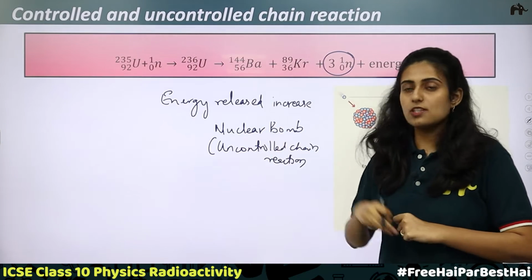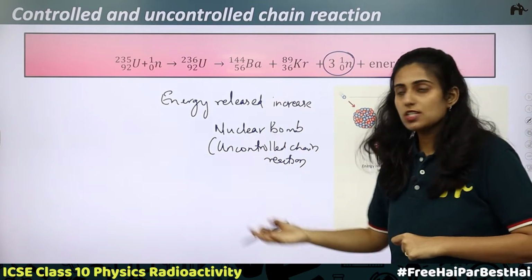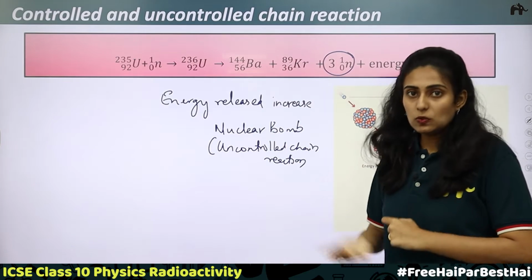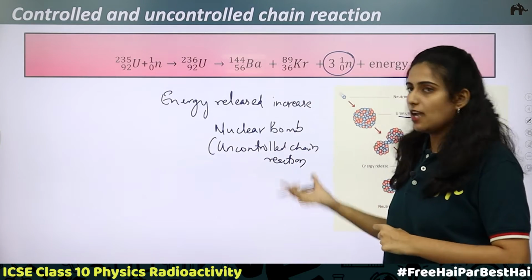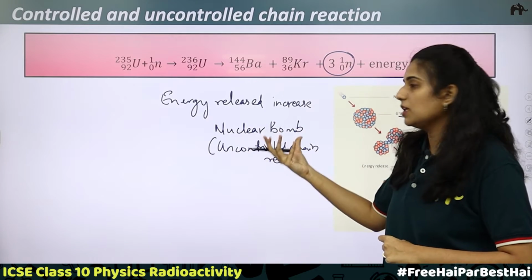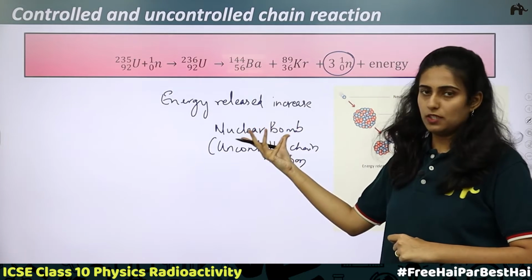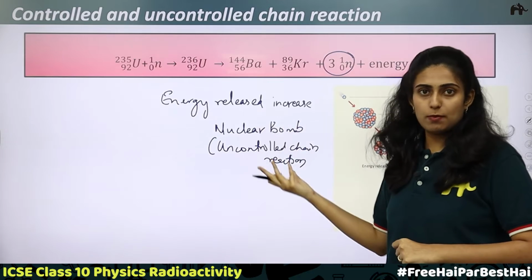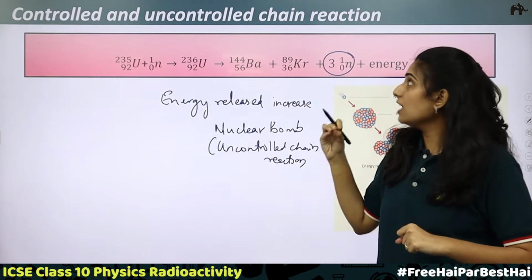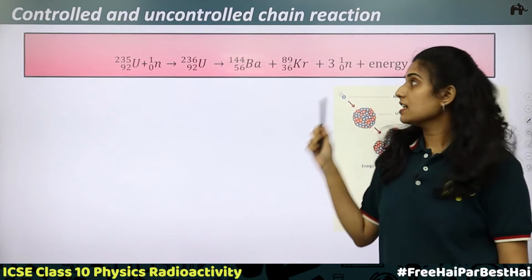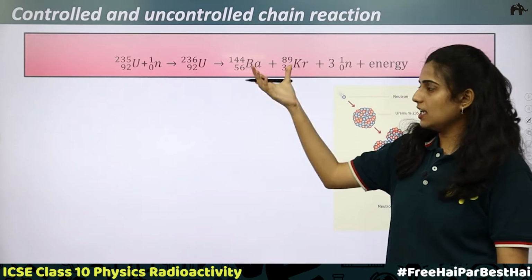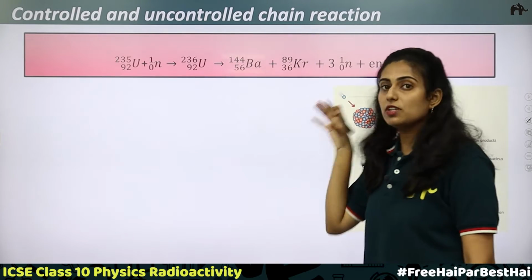The new neutrons will again go strike uranium-235. Again new neutrons and energy will be released. It is very harmful and it can be used in the case of a nuclear bomb. A nuclear bomb explosion happens in this way. So, understood what an uncontrolled chain reaction is? Next, controlled chain reaction. As the name suggests, there is some control. We are going to control the reaction.